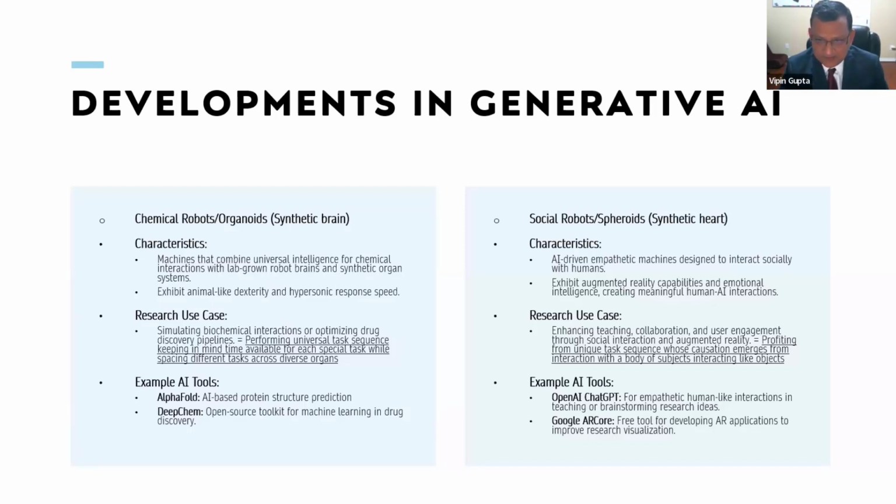Finally, the social robots, spheroids, the synthetic heart is being added. These are becoming empathetic machines, able to interact socially with you. They're able to sense your mood. When you are in a low emotional state or high ego state, they're able to correlate with it and able to guide you to do different things like your companion. So they're becoming significant other. And you can give them any gender, you can give them any shape of any animal, any shape of any human. There you are adding augmented reality capabilities.